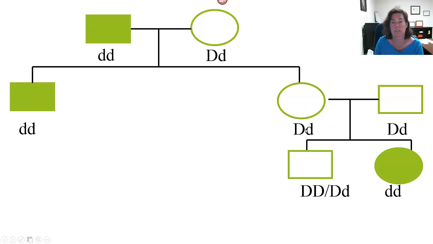This one could have a small d from dad and a big D from mom. This one, we don't know who its parents are, but this individual could have received a small d from dad and a small d from mom, and this could be either way. So this could actually be a recessive trait.